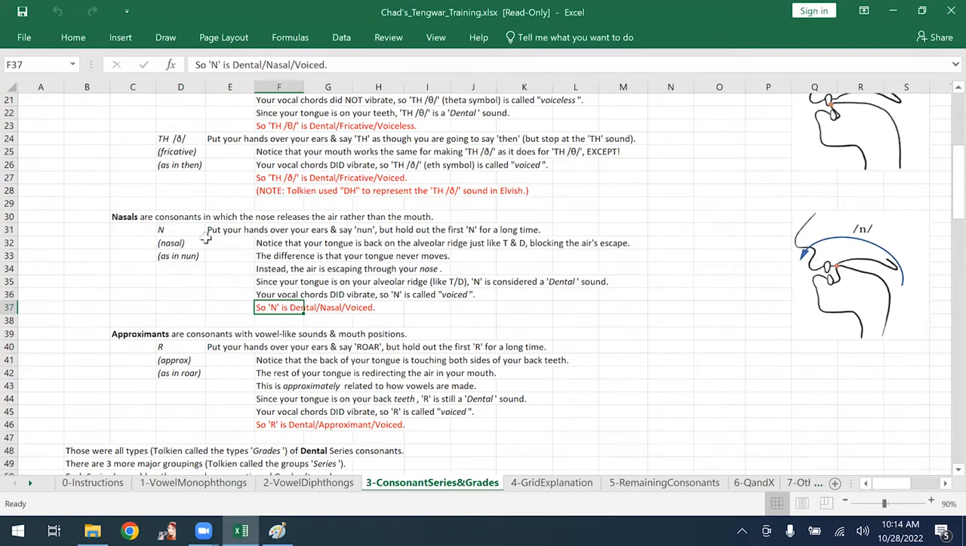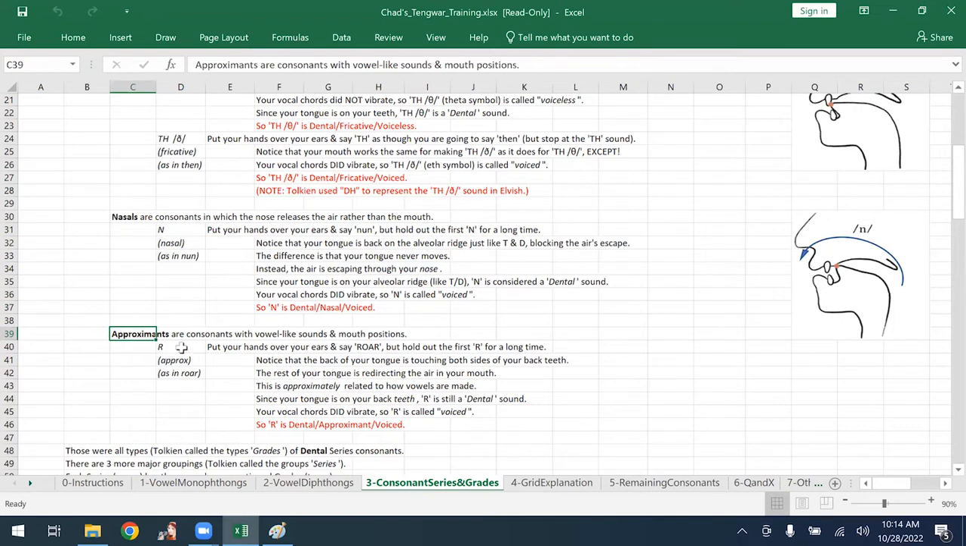So that's the nasal. So dental, nasal, voiced, there's no unvoiced, is N. None, none. So that one's good enough. We'll move on. Dental, approximate. An approximate is a consonant that seems like it's going to be a vowel. They're like vowel-like sound and mouth position.